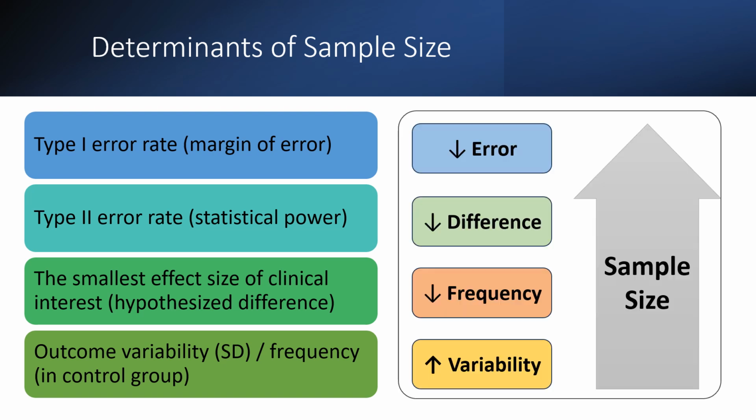So, if we aim at a lower margin of error and we expect a relatively small difference between the groups of interest, if we expect a low incidence or low frequency of the endpoint of interest and a large variability of that outcome, then the sample size has to grow bigger.